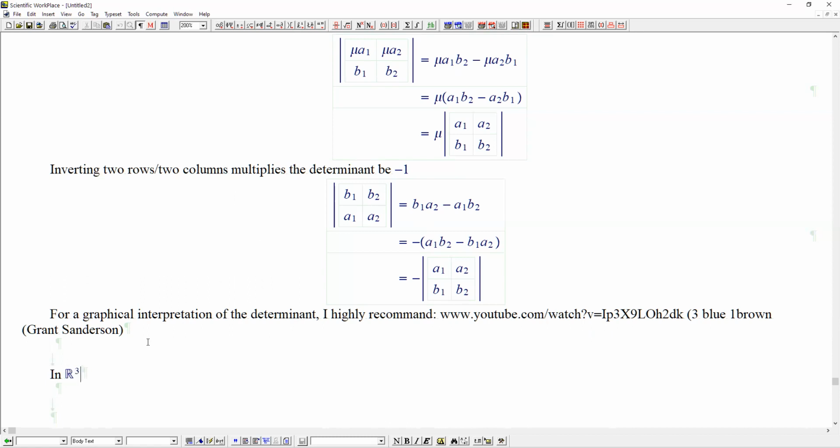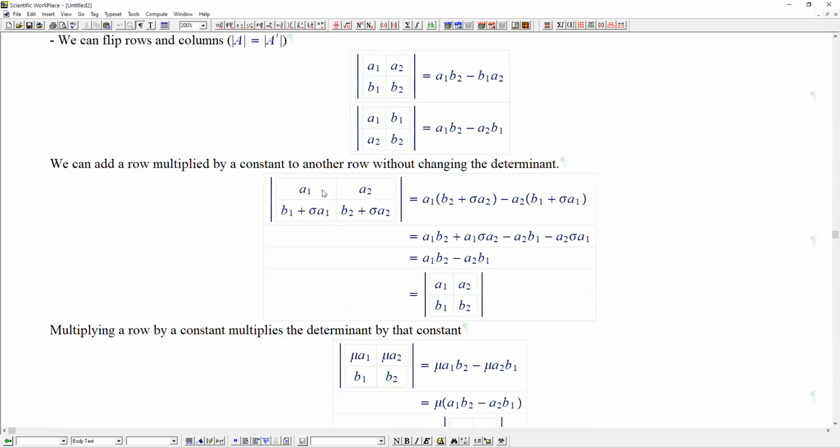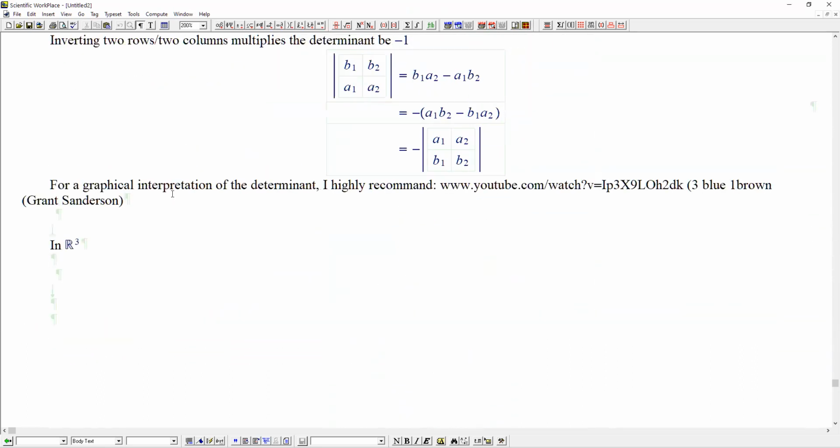In R3. So what's going on in R3? Everything we've done so far is in R2. R means the real numbers, here with 2 dimensions. So 2 equations and 2 unknowns. But we could look at 3 equations, 3 unknowns, 4 equations, 4 unknowns, etc. But it's more and more difficult to visualize what's going on. So what's going on in R3?